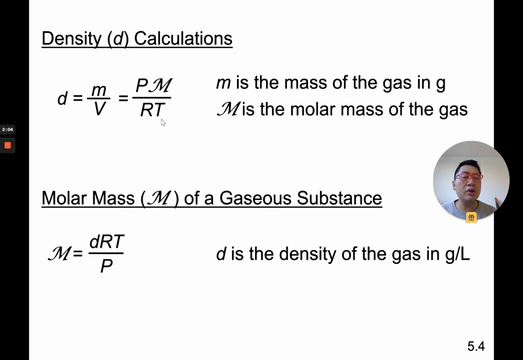In this chapter, all temperatures are in kelvins. There will never be 0 degrees Celsius. That's 273 kelvins. It's only in kelvins in this chapter.